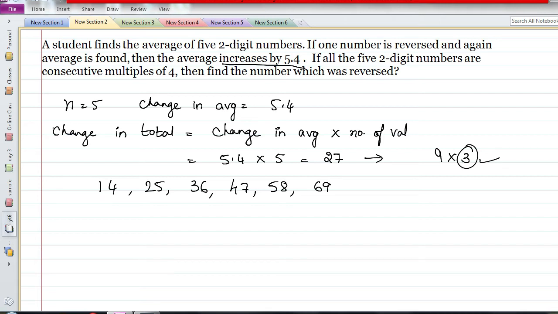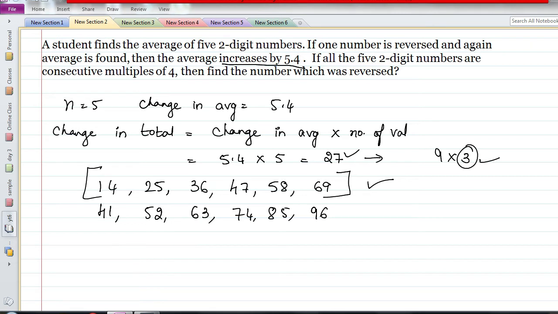And if you take the reverse digits, that is, 14 reverse is 41, 25 reverse is 52. Like this, if you check, you don't have to check it completely. I'm just telling it for you to understand the concept. Now, if you take the reverse of any of these pairs, the difference will be 27. Understood? Now, since after changing the total increases, it means the original number was lesser and after reversing the number became more. So our original number belongs to this first group.